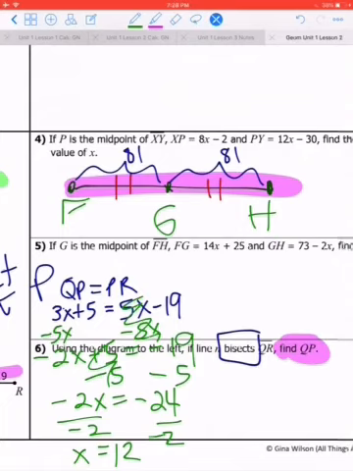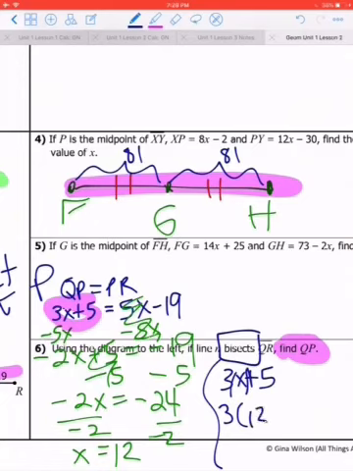Alright, so QP is 3x plus 5 right here. So let's do our final answer. 3x plus 5 is QP. And let's plug in 12 for x. So that would be 3 times 12 plus 5. That gives me 41. Okay, and we have no units here. If they said like inches or centimeters, we could put that, but 41 is good for this. Or you can say 41 units. Okay, that's it for your third lesson.